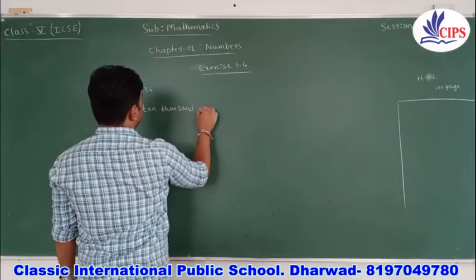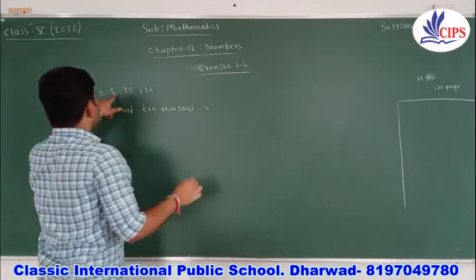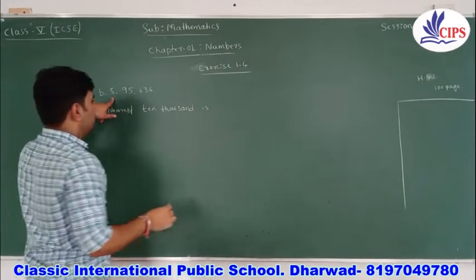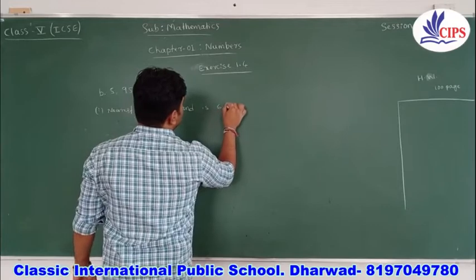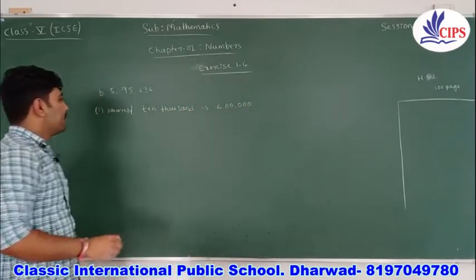Nearest 10,000 is 1 lakh, but if I am adding 1 to this, it will become 6 lakh. So now I am going to write 6 lakh is the nearest 10,000.